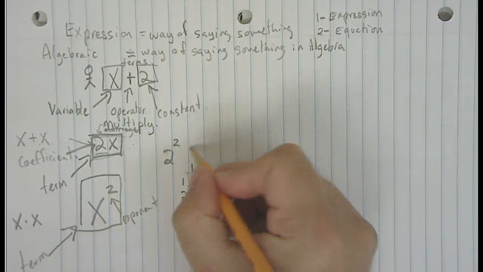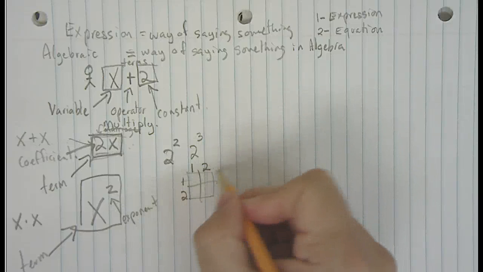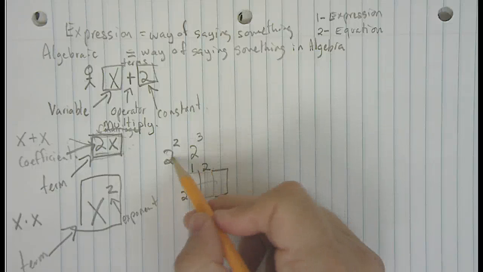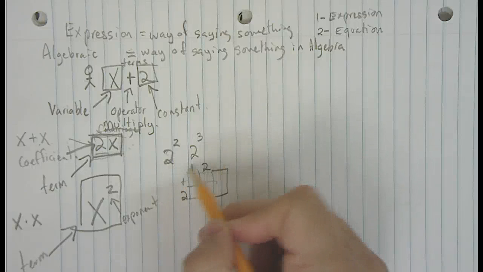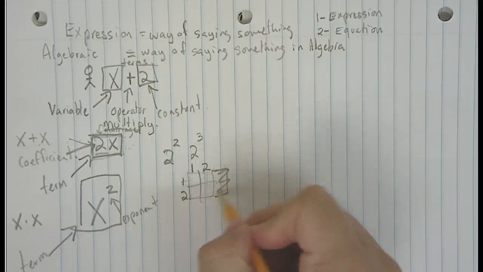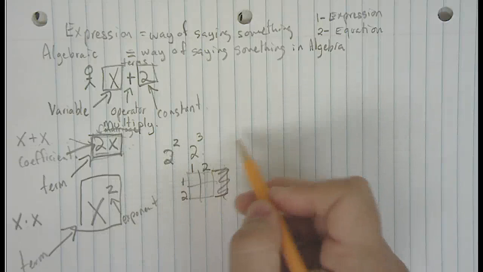And if I had 2 to the third power, it would mean I'd take these 2 rows and I would have, well, what does it mean? Does it mean 2 times 3? Does it mean I have 2 sets of 3? No. It means I take my 2 squared, right, and I multiply it by 2 again.